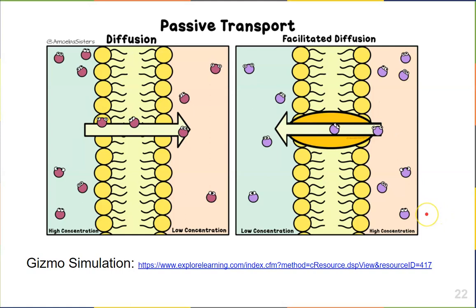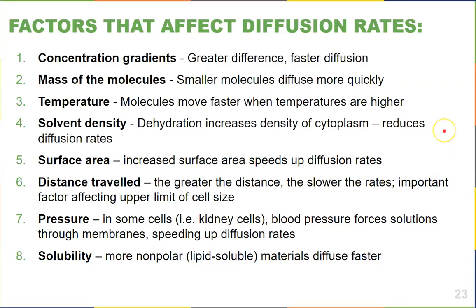So here's a nice GIF from Amoeba Sisters showing you how passive diffusion, passive transport, can occur. So it goes this way. We'll talk next about what facilitated transport is, but first we'll talk about how diffusion rates can be affected. There are a lot of factors that affect diffusion rates. One is the concentration gradient, how great the concentration gradient is. If it's a large gradient, then diffusion is going to happen faster.